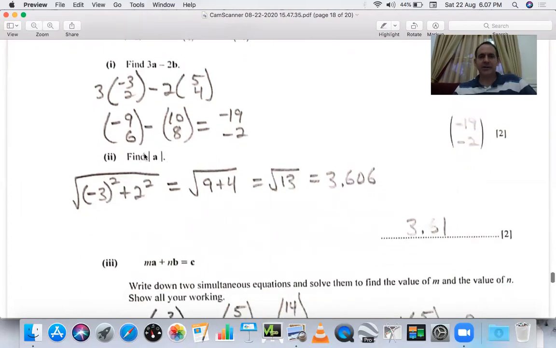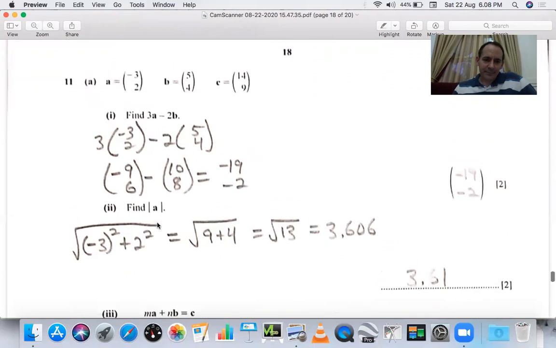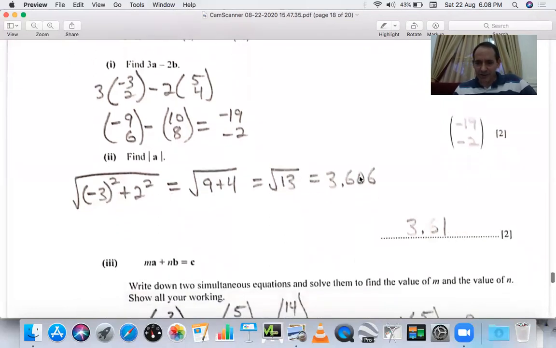Then this here is the symbol for the magnitude of vector A, which has this column vector here, -3, 2. So the magnitude is simply squaring the components. It's like the Pythagorean theorem. So -3 squared plus 2 squared, and then you square root it. Magnitude is the same thing as the distance of the hypotenuse, which then gives you 9 and 4, which is 13. Square root of 13 is 3.06, and 3.06 to three significant figures. This 6 rounds up the 0 to 1, so you get 3.61.